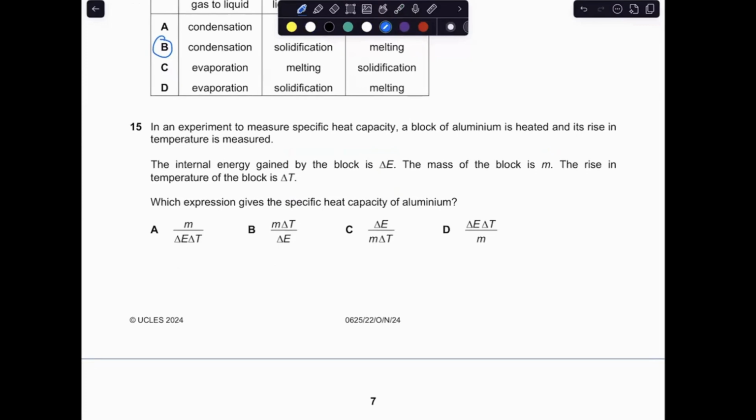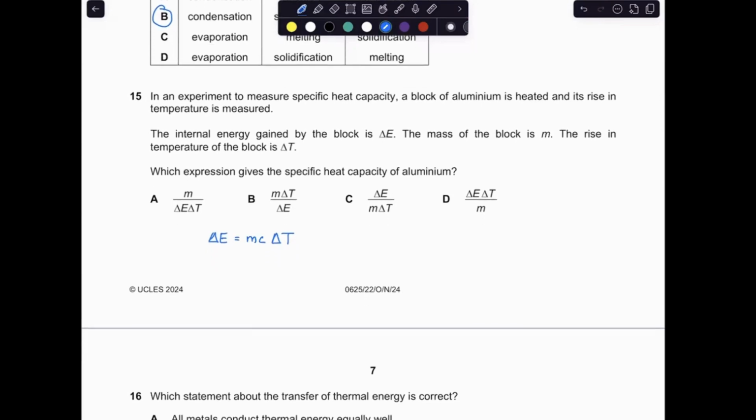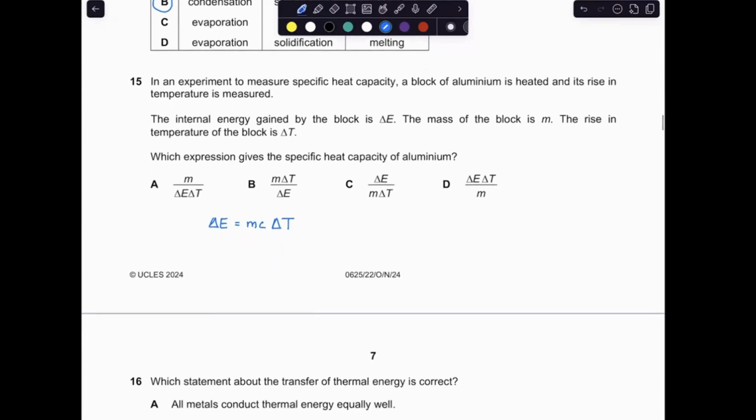Now, whenever you're doing something like this, first write out the equation in the form that you are most comfortable with. So for example, if you do delta E is equal to mc times delta T. That's the equation, right? Now, because they want us to tell them which expression gives the specific heat capacity, we should now rearrange and make C the subject of the equation. So don't do it directly. So that's delta E, and in the denominator we would have M times delta T.